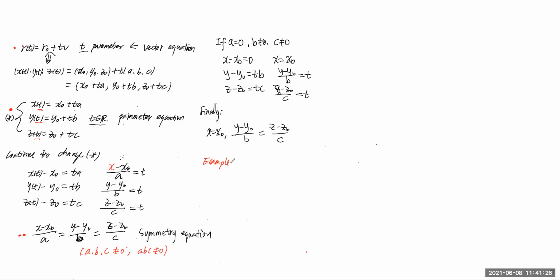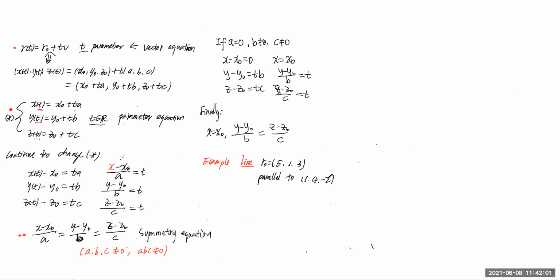So the first example is find a vector equation. For this problem, we have a line passing through the point (5, 1, 3) and parallel to (1, 4, -2). You may say, you never told me what parallel means, right?